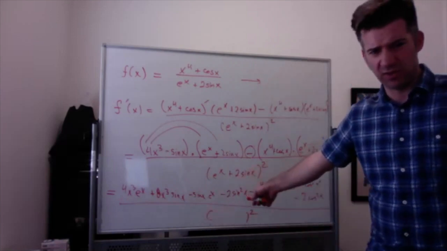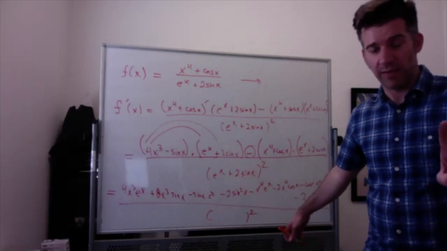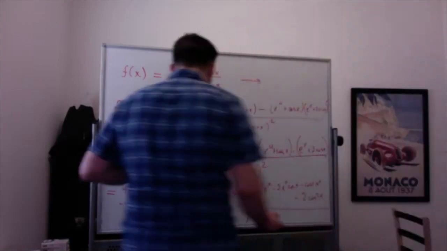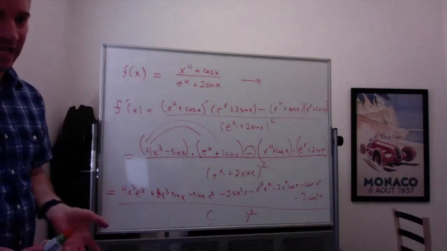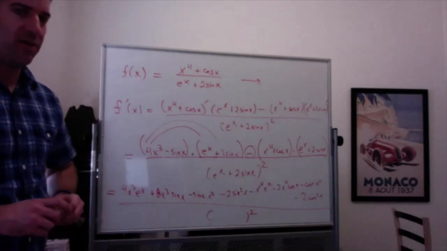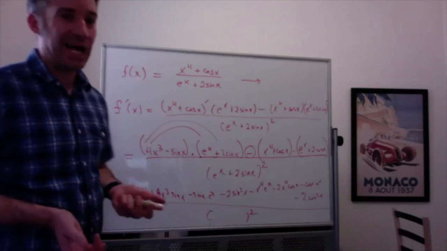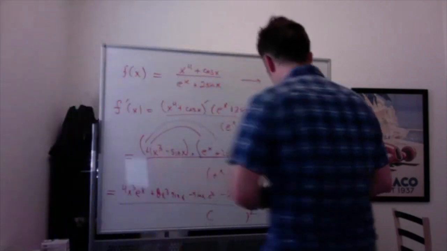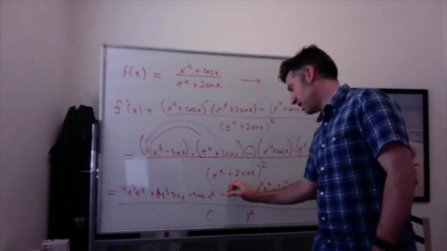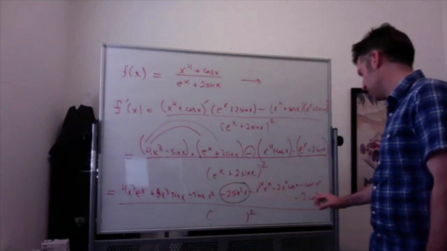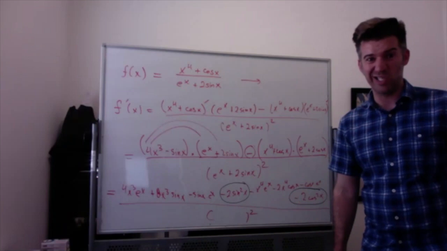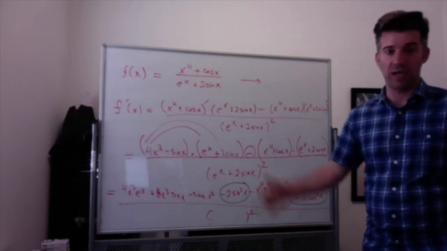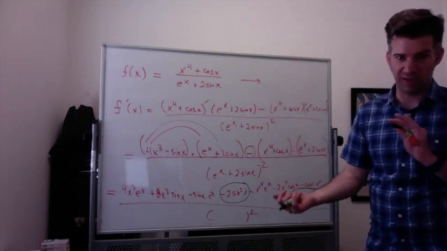No one should ever ask you to do this. The one thing I will say is if someone did ask you to simplify, there is one thing you can actually do here. Negative 2 sine squared x minus 2 cosine squared x together ends up equaling minus 2, because you get minus 2 times the quantity sine squared x plus cosine squared x.